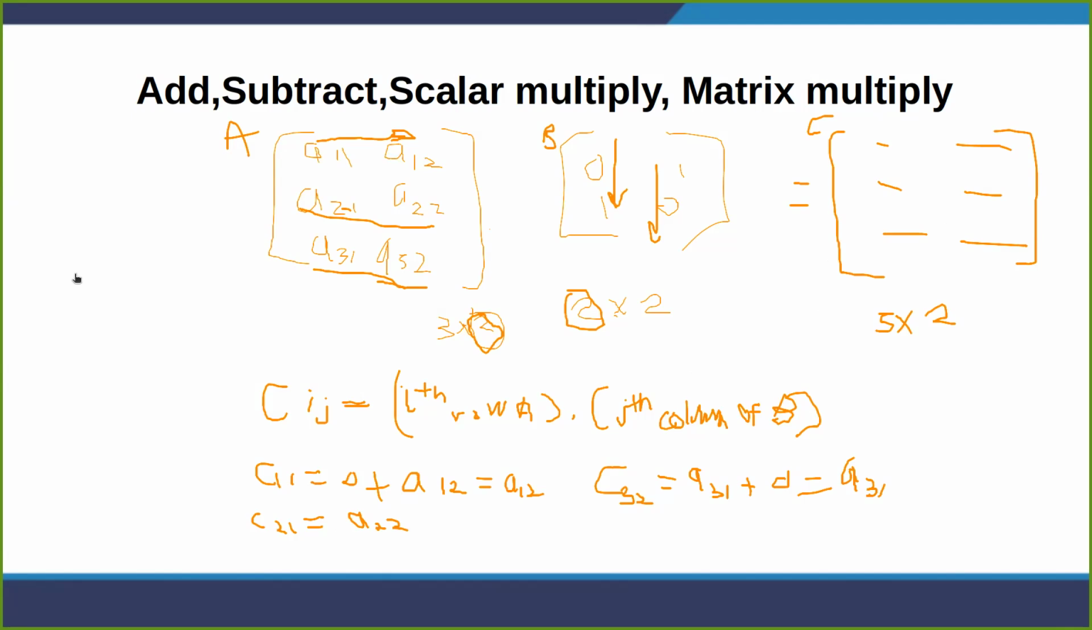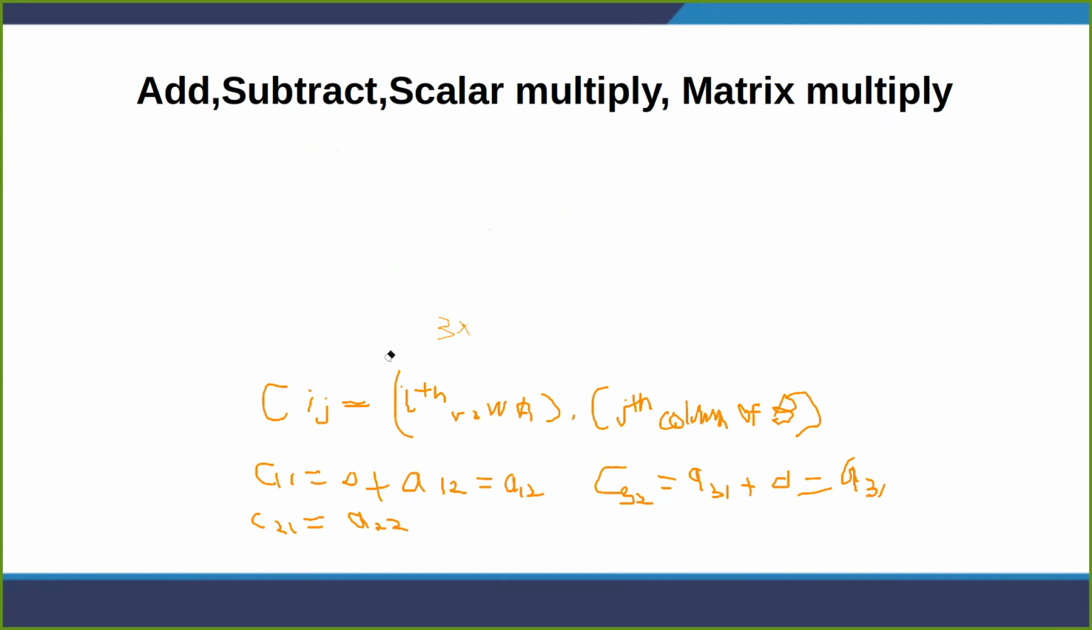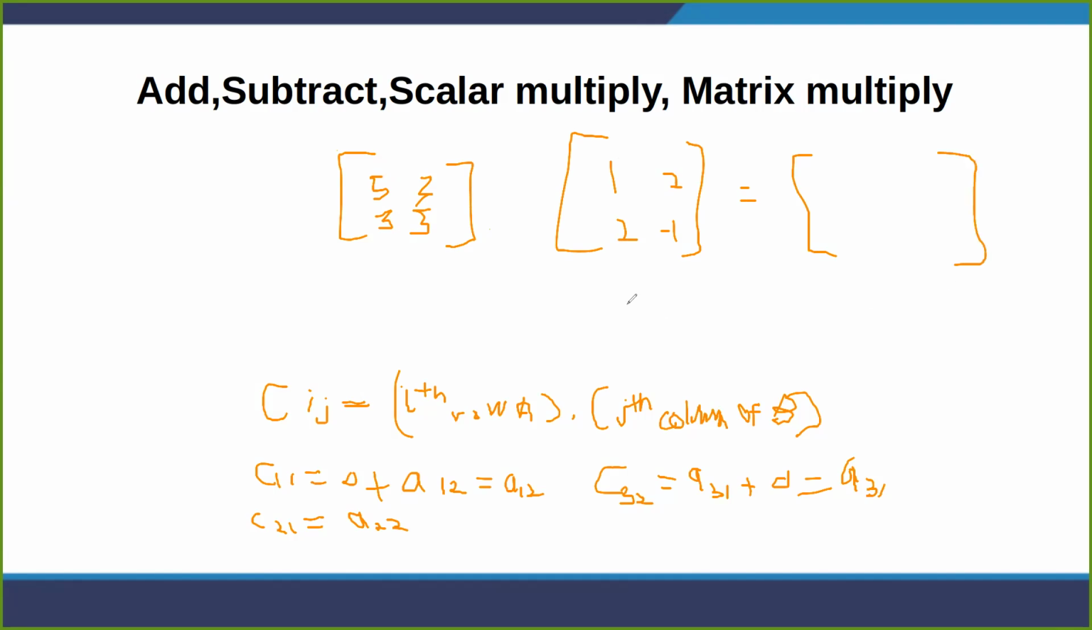So I can also give you an example if you want. Let's do the simple example. Let's do the square matrix one so it is easy to understand. So I'll do 5, 3, 3, 5, and I'll do 1, 2, 2, -1. Then the result will be a 2 cross 2 matrix because everything is 2 cross 2. So how do you go about it?